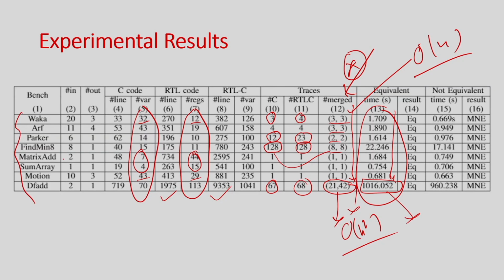Then we take this example, introduce certain bugs in the RTL and C, and check for non-equivalence, and most of the time we very quickly prove the non-equivalence. It shows that if there is a bug, our tool can easily detect it, and if there is no bug, we can show the equivalence. Okay, so that is all.